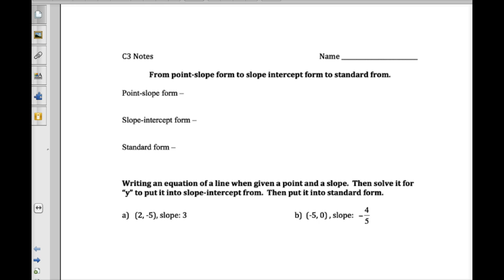But first, as a little warm-up, guys, I'll tell you this. These are the first 3 questions on Thursday's test. Point-slope form, slope-intercept form, standard form. Go, write them all out. You've got to memorize them.